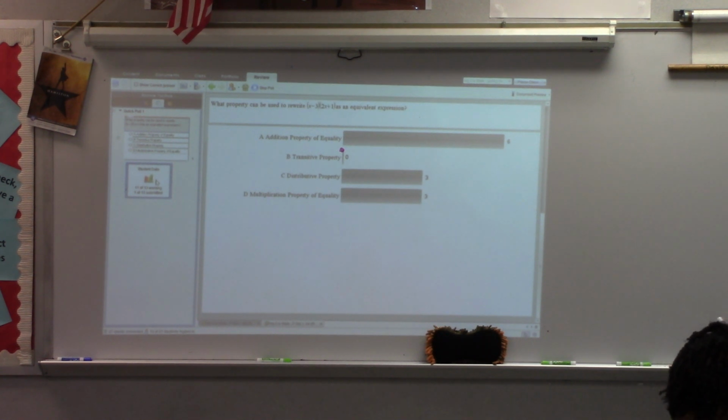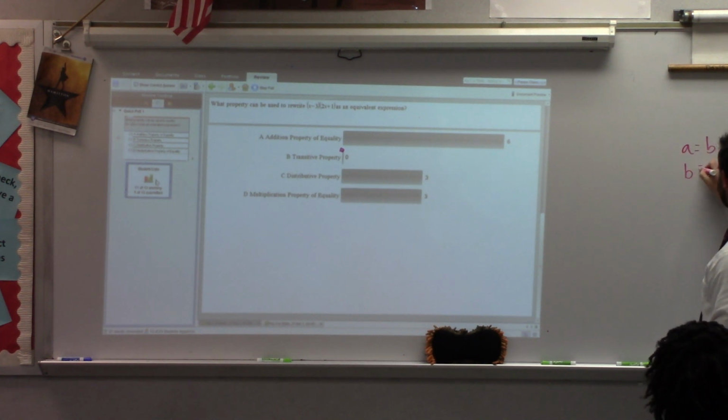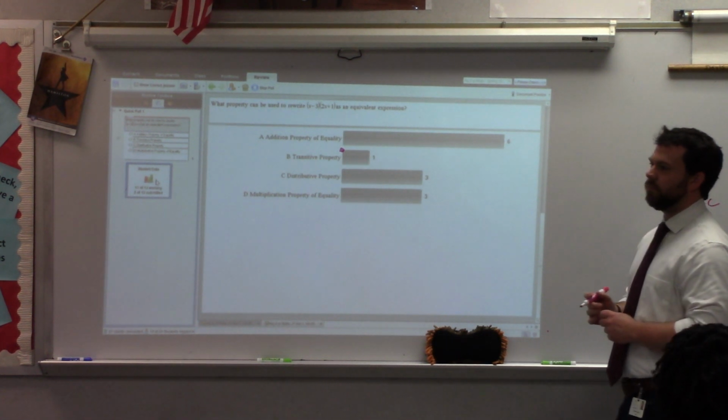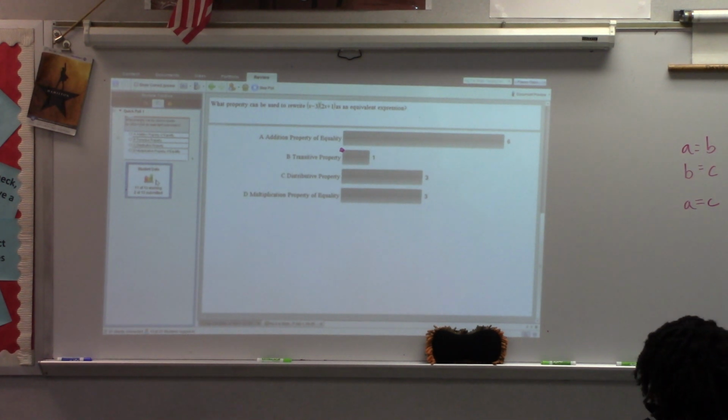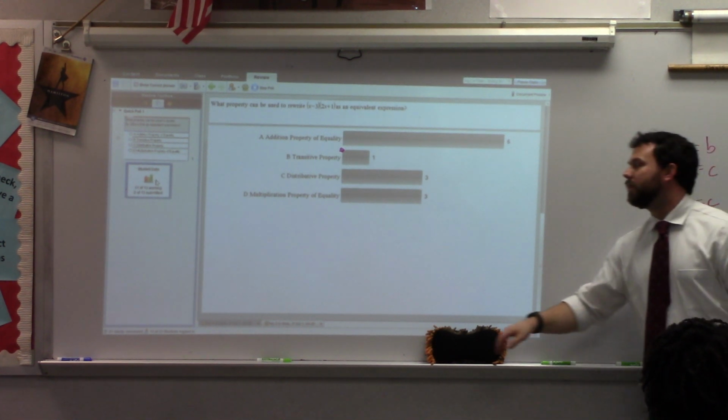No? If A is equal to B and B is equal to C, then we also know A equals what? C. That's the transitive property. So if it can move, right? So it can take the place of that. We could also just call that substitution.